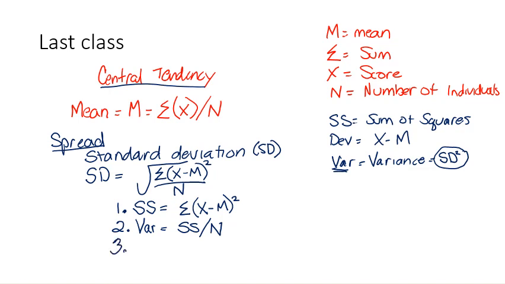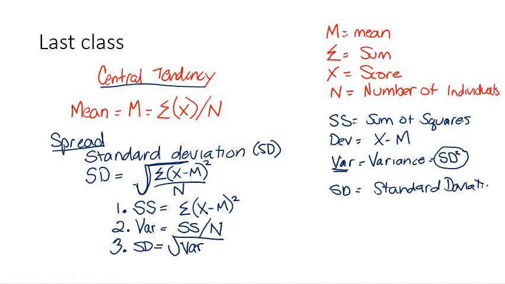The third step that we're going to take in calculating standard deviation is to do the square root, this part of the formula, and we're going to take the standard deviation is the square root of the variance. And so SD equals standard deviation. So that is the content of where we were last week. That is the most important part. So this week we're going to learn a little bit about standardizing scores.